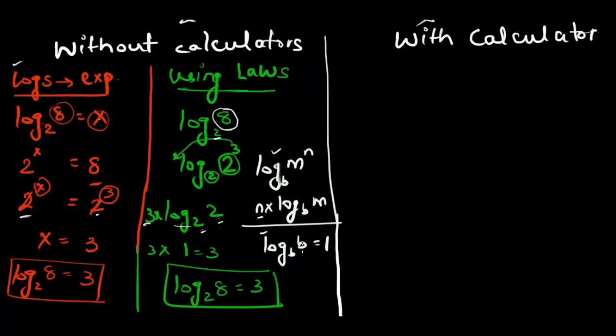So if the bases are the same and this number is the same, then we can just write it as 1, and the final answer we got is log to the base 2 of 8 is 3. Next we're going to solve with a calculator.